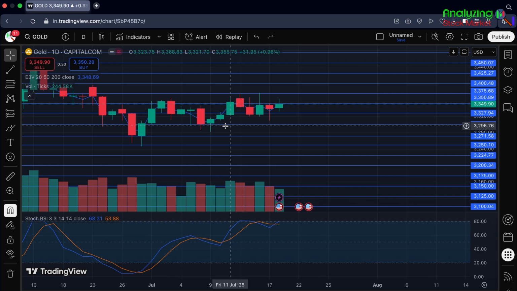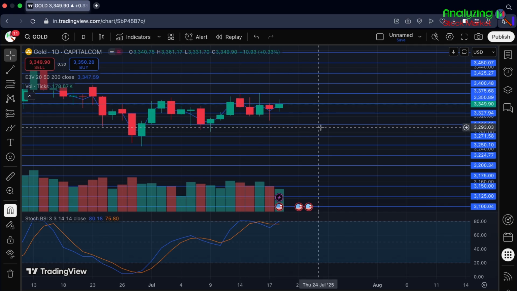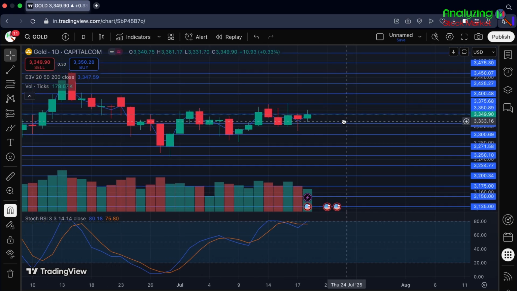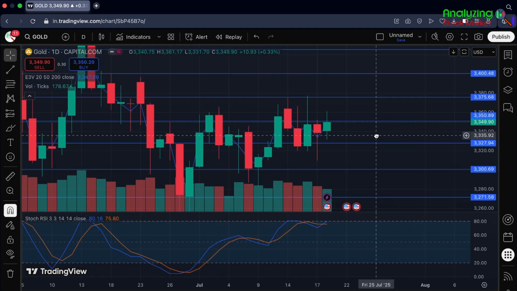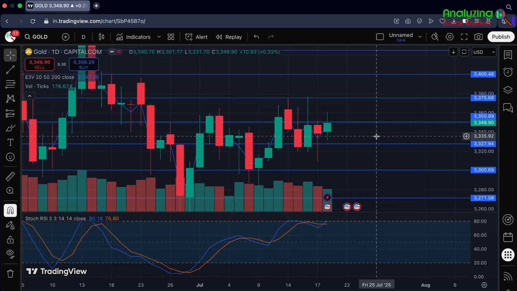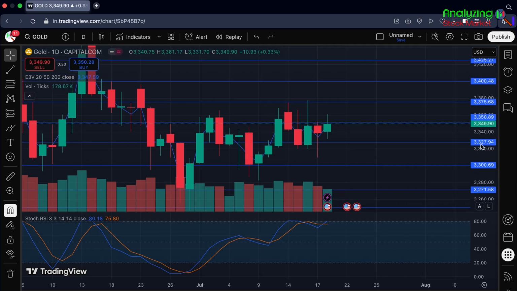So now the levels are marked. As you can see, I've already marked some levels in our previous session, so I don't need to mark any new data because there is no different data where we can see to mark. So let's talk about the closing. Here 3349.9 is the closing.